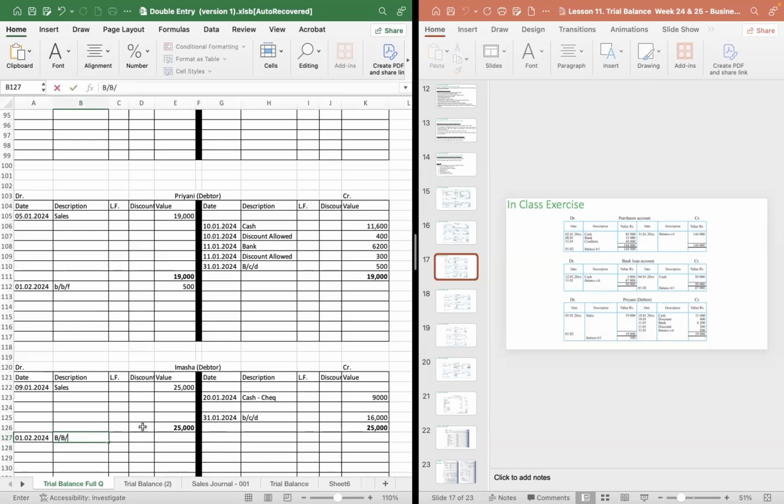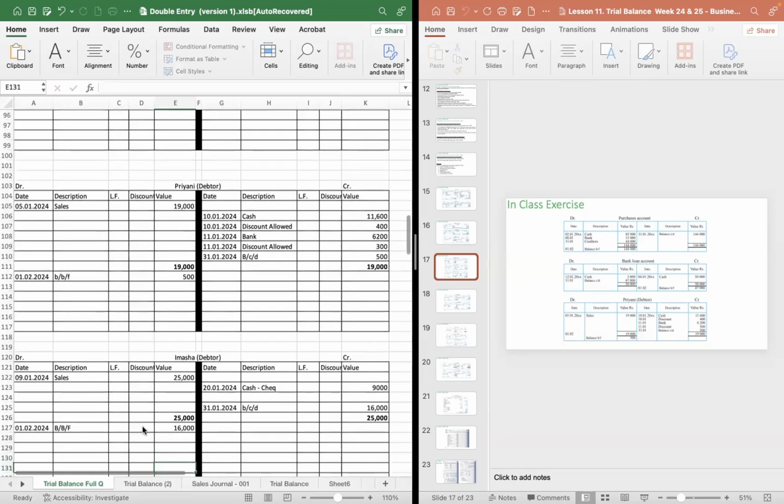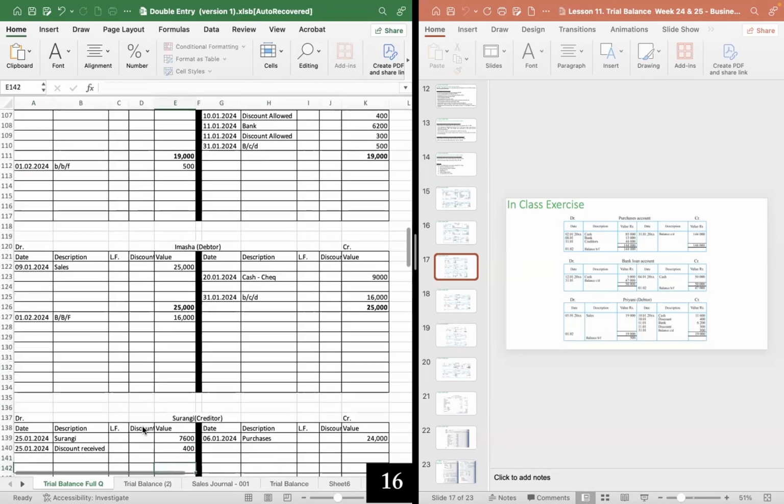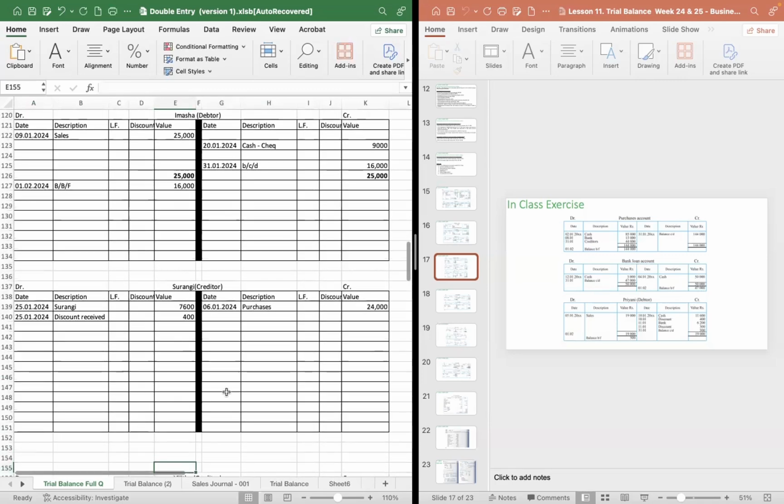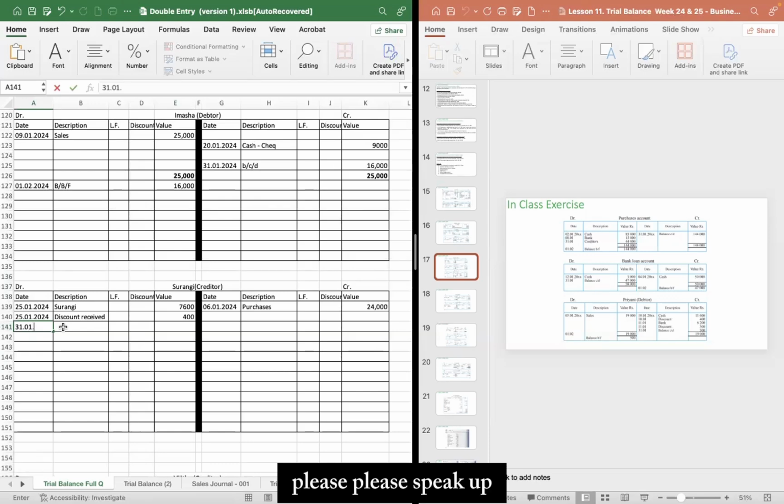Now we know there is no problem here, because the debtor has a debit balance, 16,000. So nothing to worry about, all are in good shape. And how about Surangi? Surangi is a creditor. Then which balance should it carry? Can someone say? Guys, please speak up.